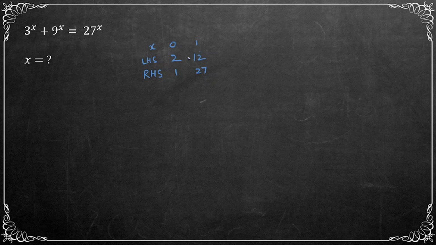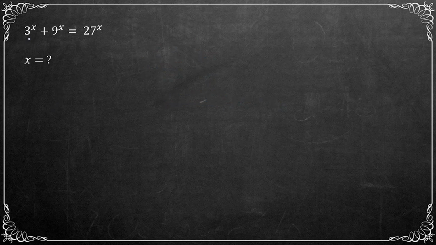If we see this and this column, LHS is going from 2 to 12 and RHS is going from 1 to 27. So there may be a point where x may be 0.6, 0.606 or any decimal. There may be a point between 0 and 1 where LHS and RHS may meet. So with the trial and error method, we may not be able to solve this equation. We have to go through a proper mathematical way.